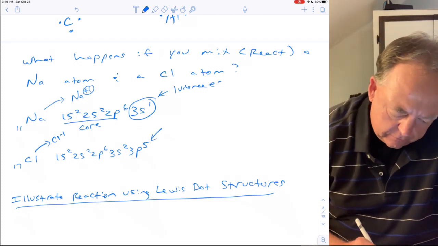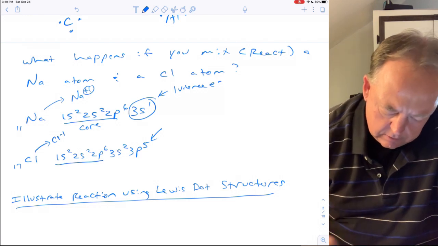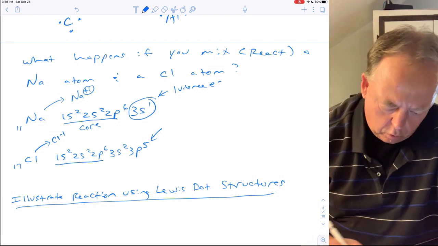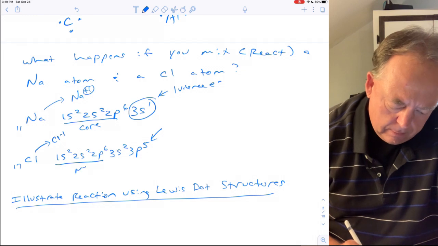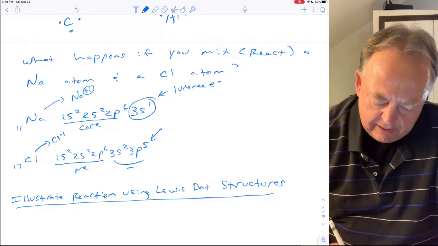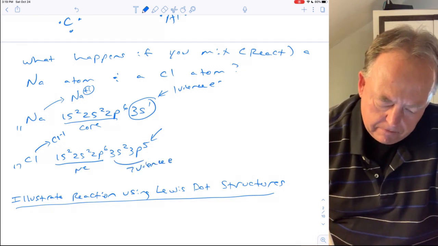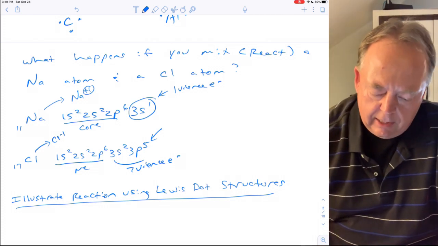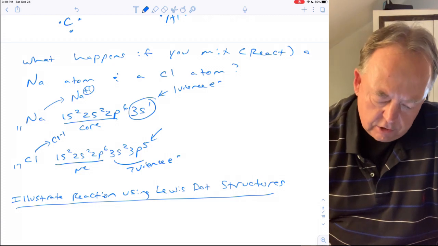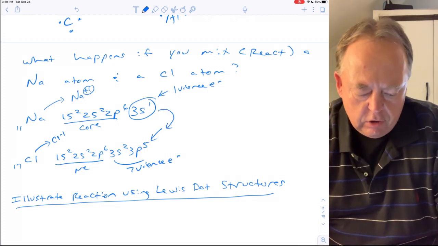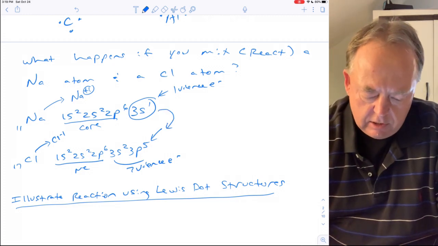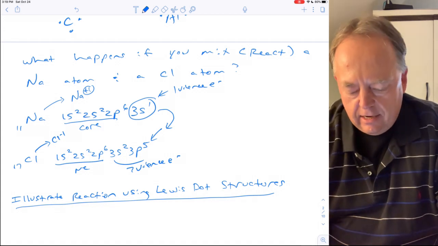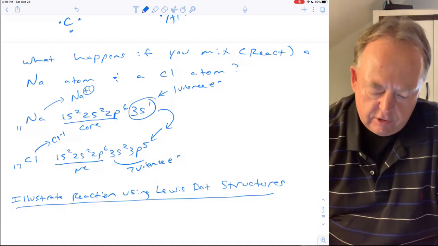And so again, for chlorine, that's chlorine's core. And so it's got 7 valence electrons. So 3s and 3p, so 7 valence electrons, but it likes to gain one more electron into the 3p orbital. So if you mix sodium and chlorine, that's what's going to happen. Sodium is going to give up its 3s electron, and that electron is going to go into chlorine's 3p orbital.